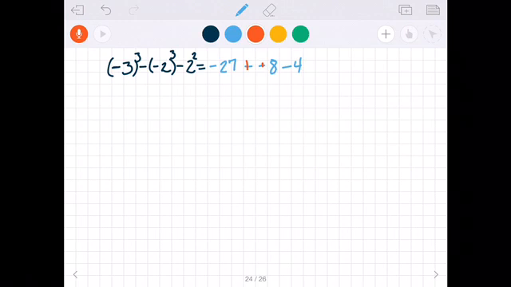So now we can say negative 27 plus 8, we have to subtract. And so we will get negative 19 minus 4. These are both negative, so we're going to add. So our final answer is negative 23. Okay, stop the video and do the next one.